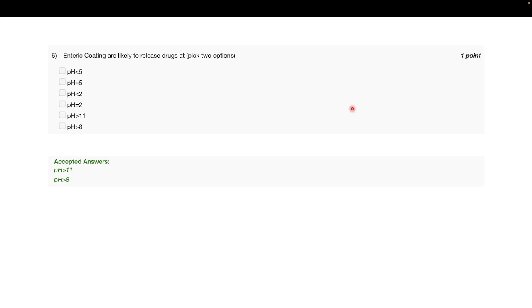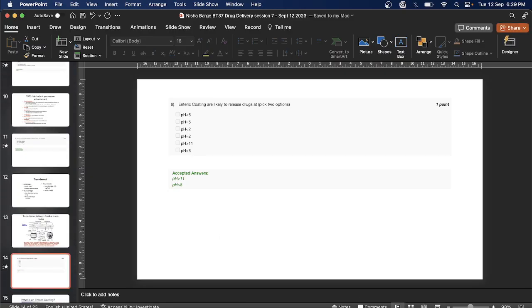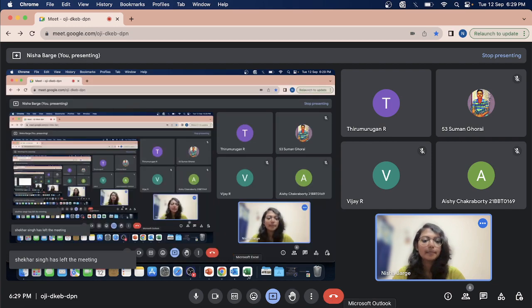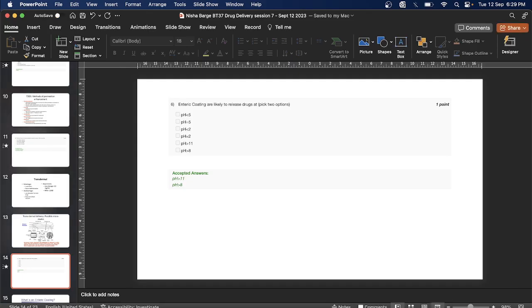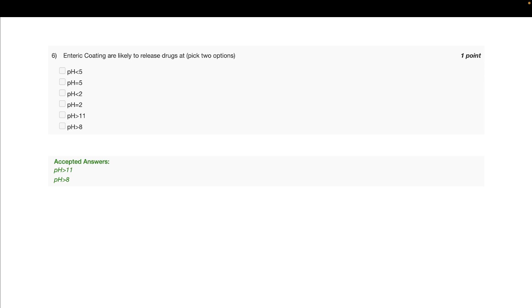Is this concept clear? So according to the question, the enteric coating will release the drug only when it's at pH above 8 or 11. That's the pH of your intestinal tract. Clear? Any questions? Okay, if not, I'll go ahead.